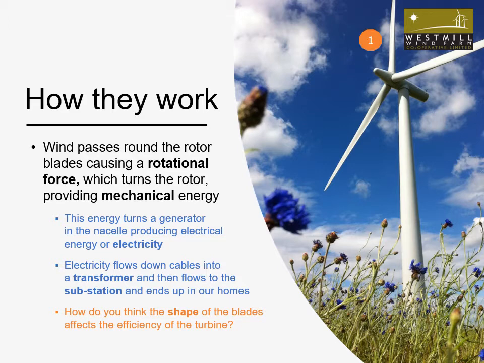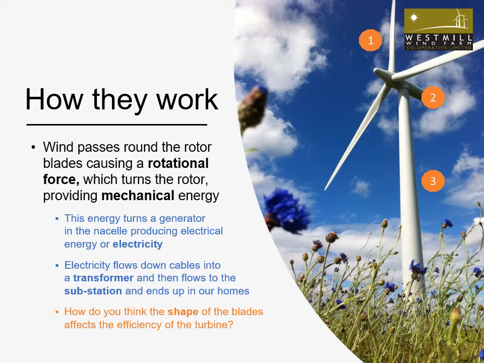First of all, the wind needs to pass around the rotor blades, which causes a rotational force, and this turns the rotor, providing mechanical energy. This then drives the drive shaft, which turns a generator in the nacelle and produces electrical energy or electricity. The electricity flows down cables into the transformer where the voltage is raised, and then flows into the substation and ends up in our homes.